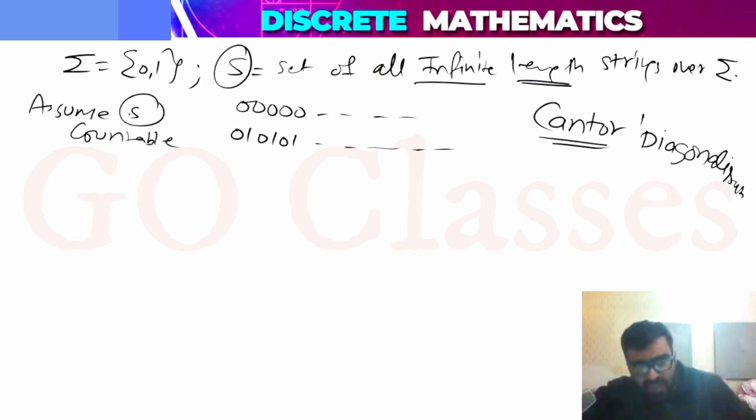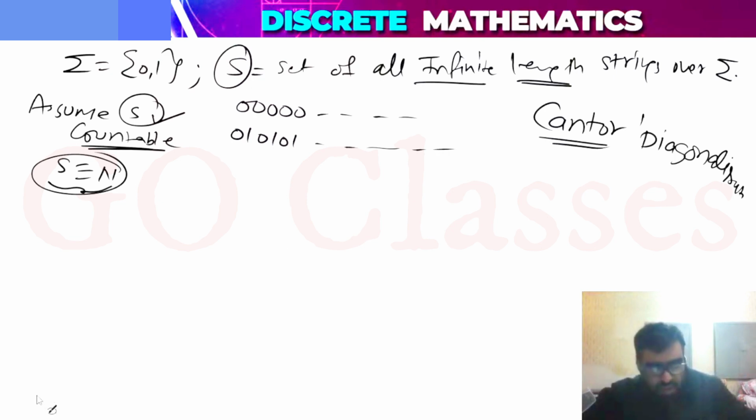You can see S is infinite also, because there are infinite number of such strings. Now if S is countable, then we have a one-to-one correspondence with the set of natural numbers. Then we have a sequence: first element, second element, third element, and so on. Let's assume the sequence is like this. Let's assume this is the first element.